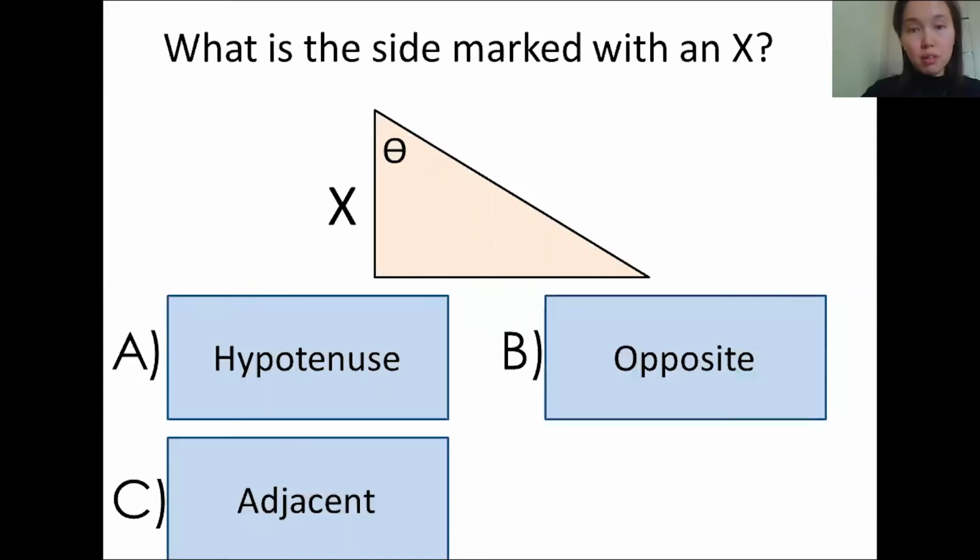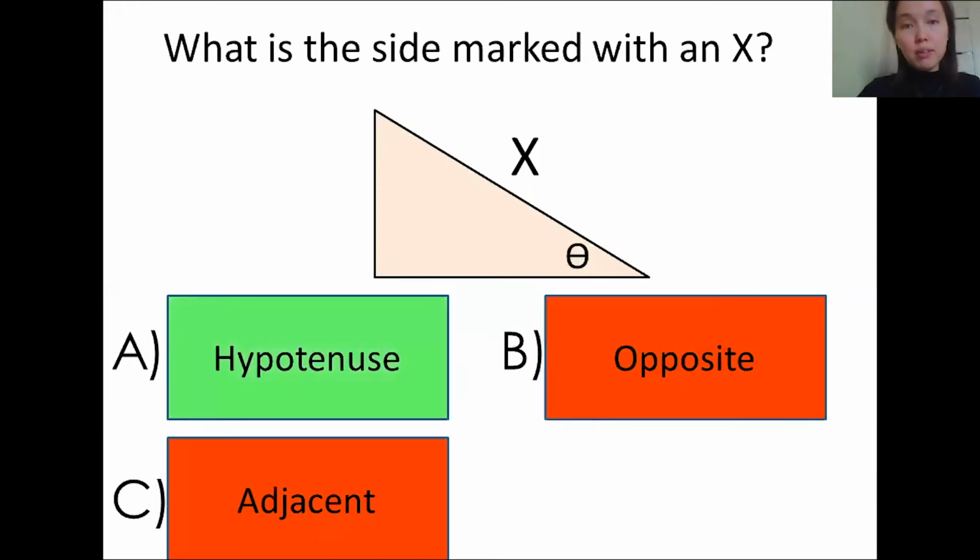Next question, what is the side marked with an X? Here also we have the right angle triangle, the angle theta, and this X side, and it's the adjacent side to the angle theta. Okay, next question. Here we must find the X side. It's the long side, opposite to the right angle, so X is hypotenuse.